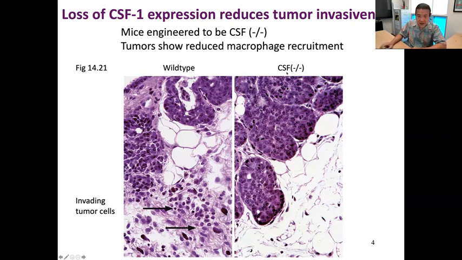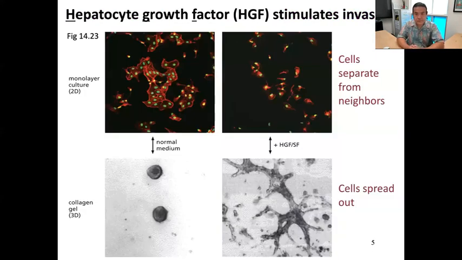In those CSF knockout mice, you can see a very different story, right? Those carcinoma cells are still very much contained in situ, right? Surrounded by their basement membrane, because they cannot make functional CSF signals to attract macrophages to help them out. Right?